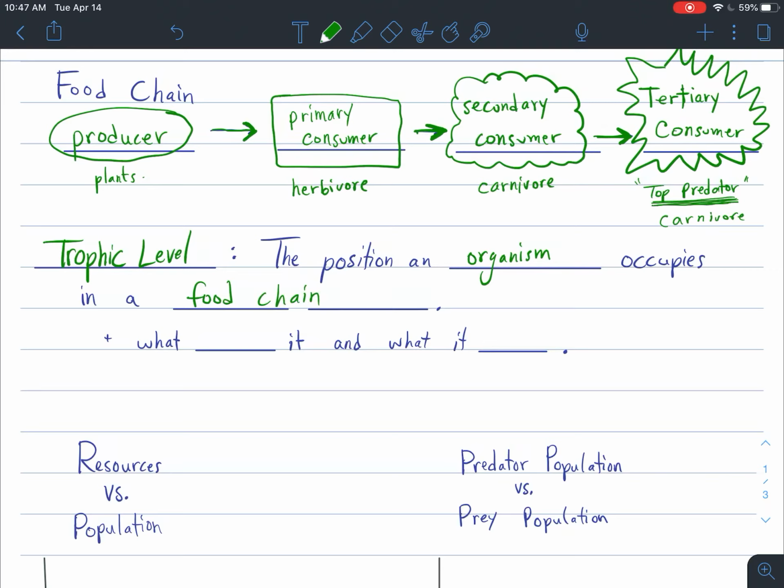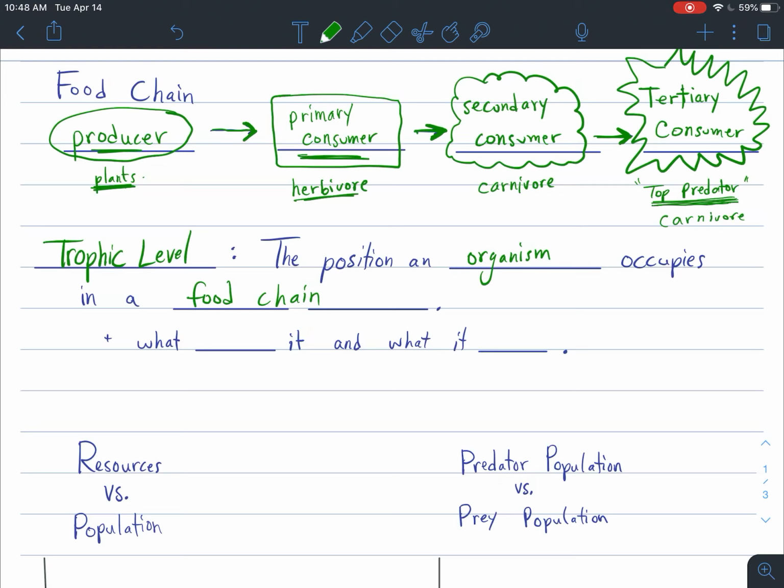So essentially, the plants occupy the producer trophic level. Herbivores typically occupy the primary consumer trophic level. So each of these little different shapes that I drew demonstrates a different trophic level.